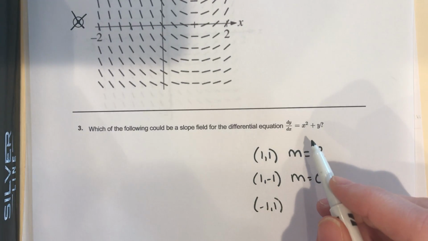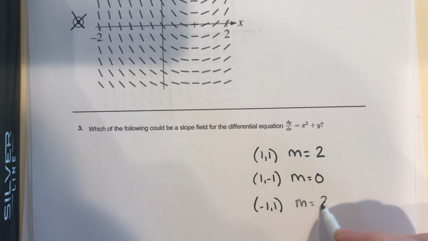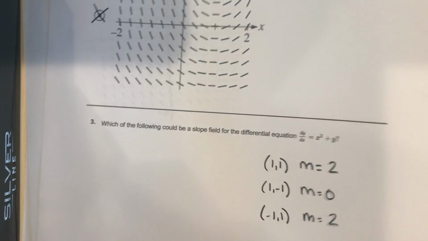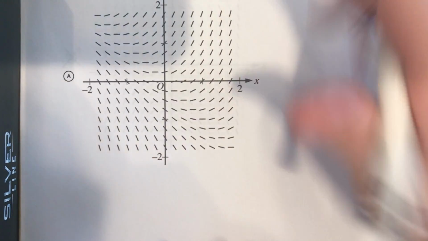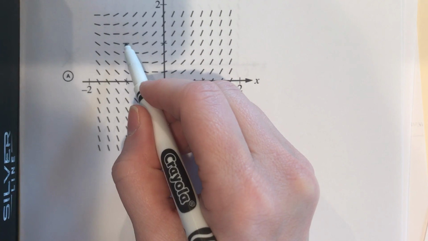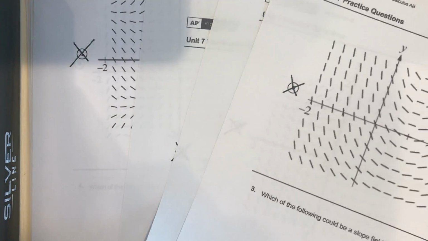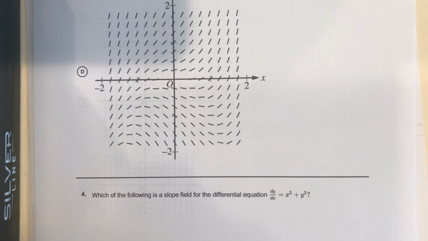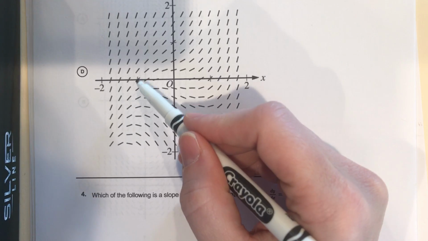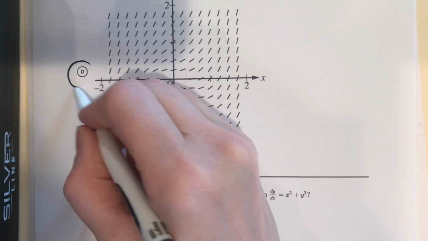Let's see here. I'm going to plug this in. I got 1 plus 1, so the slope is 2. So let's look at A. For (-1, 1), oh, I have a 0 slope there, not 2. So I'm going to cross off A, and let's just double check D. Looks like that's going to be the answer, but I'm going to double check it just to make sure I didn't make any mistakes. So if I look at D, (-1, 1), yep, it looks like I have a slope of 2 there. So D is the solution.